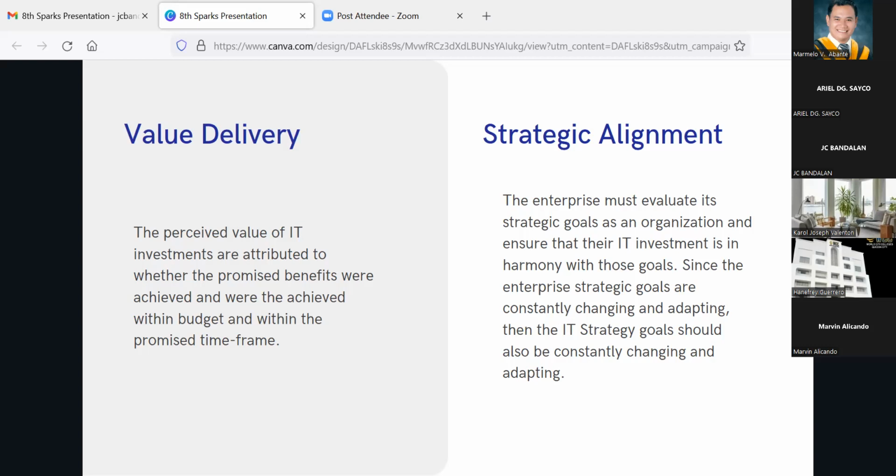For strategic alignment, the enterprise must evaluate its strategic goals as an organization and ensure that their IT investments are in harmony with those goals. This is what I said earlier, right? Strategic alignment, strategic planning. What is the objective of your company? Because in strat planning, each department is given an opportunity. What are their plans? What will they do? Or what will be their contribution towards achieving the company's goal?